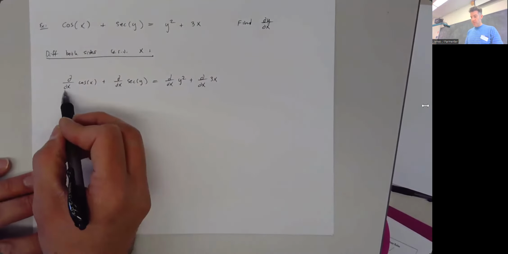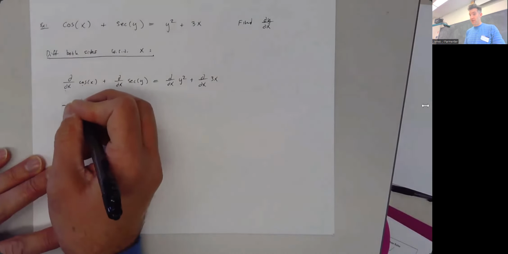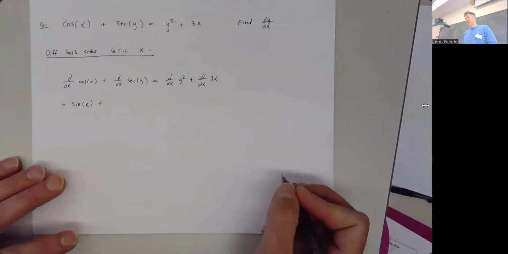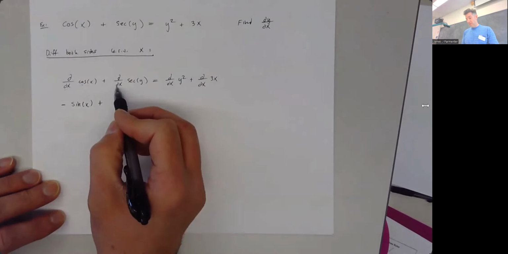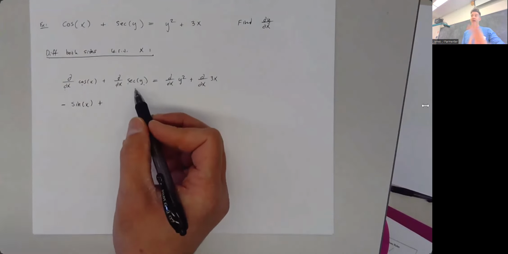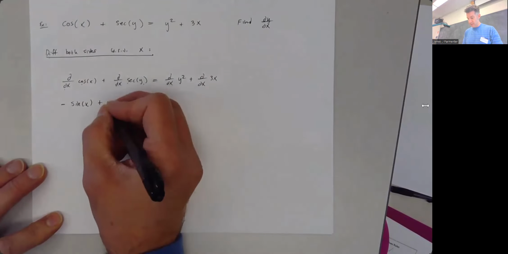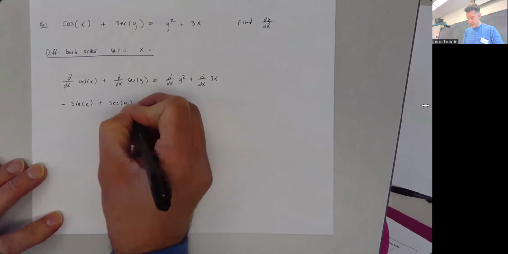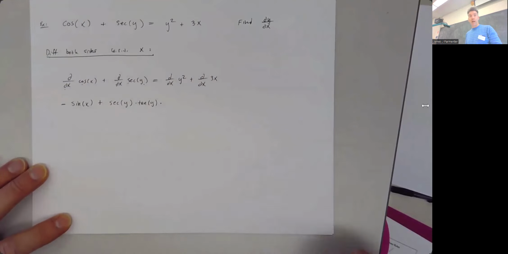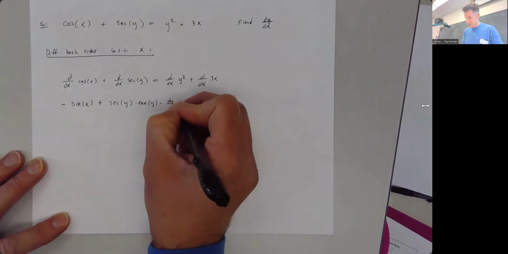All right, what's the derivative of cosine of x? It's definitely negative because it's a cofunction. It's negative sine of x. All right, the derivative of secant of some stuff. I know the derivative of secant of x is secant of x times tangent of x. The derivative of secant of some stuff is secant of the stuff times tangent of the stuff times y prime, the derivative of the stuff, or dy/dx, whichever way you prefer to write. I'm going to write dy/dx this time just to change it up.